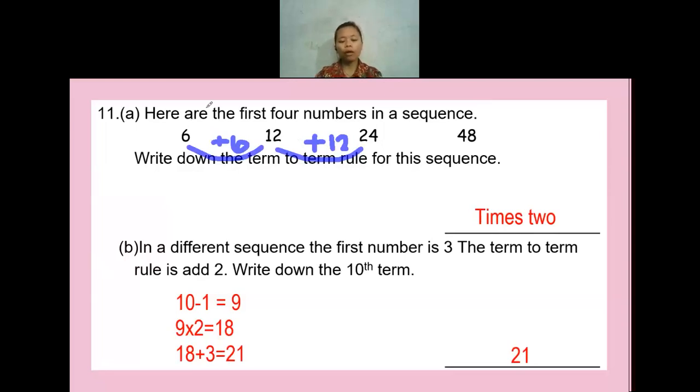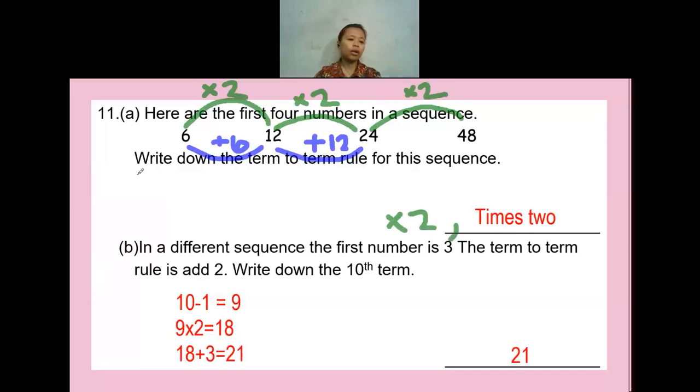From 6 to 12, I can do another operation. I can multiply it by 2. 6 times 2 is equal to 12. Now from 12 to 24, I can multiply it by 2. From 24 to 48, I can multiply it by 2. When I multiply by 2, all the terms are constant. That's why the term-to-term rule will be multiply by 2, or you can write it with the symbol like this, also okay.